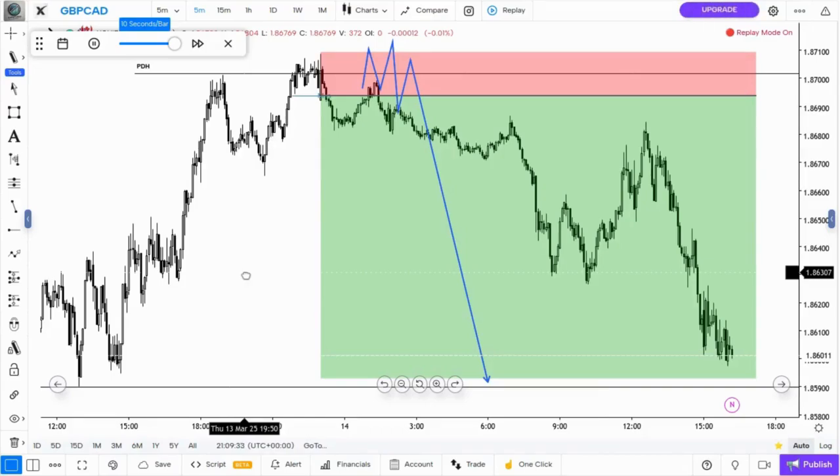So in the next video, I'm going to be dropping how to use Fibonacci to identify the entry point of the CRT, and how to identify the good zone of the market structure, the change of character.